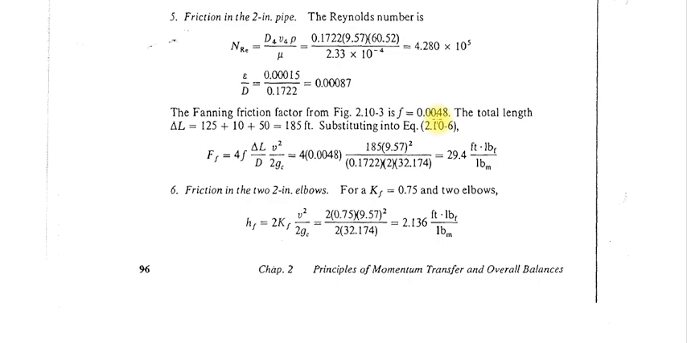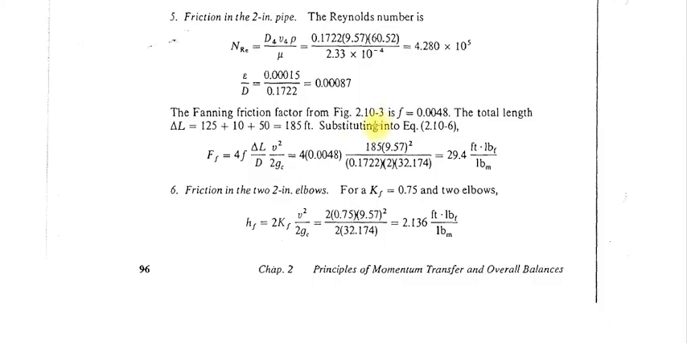For that you have to calculate the Reynolds number. The Reynolds number is calculated using the velocity, the diameter of the 2-inch pipe, the density, and the viscosity, which will be the same. You will get a Reynolds number of 4.28 multiplied by 10 to the power 5. This is the surface roughness factor, epsilon by D, which is equal to roughness 0.0015 divided by diameter 0.1725, and it comes to 0.00087.